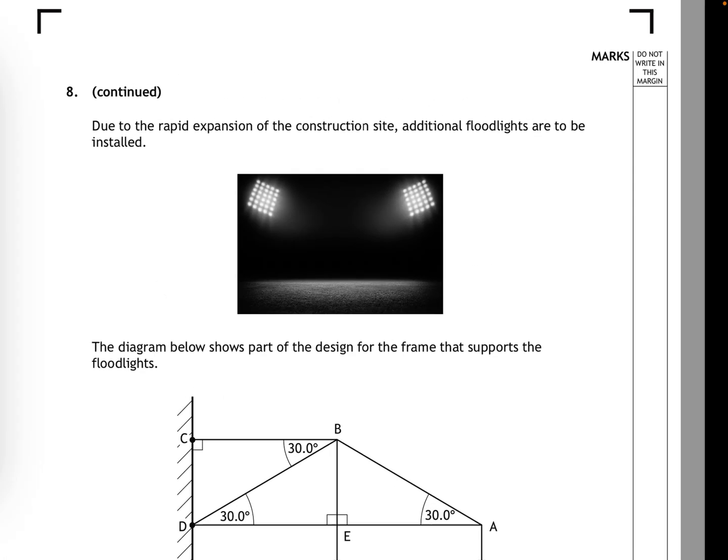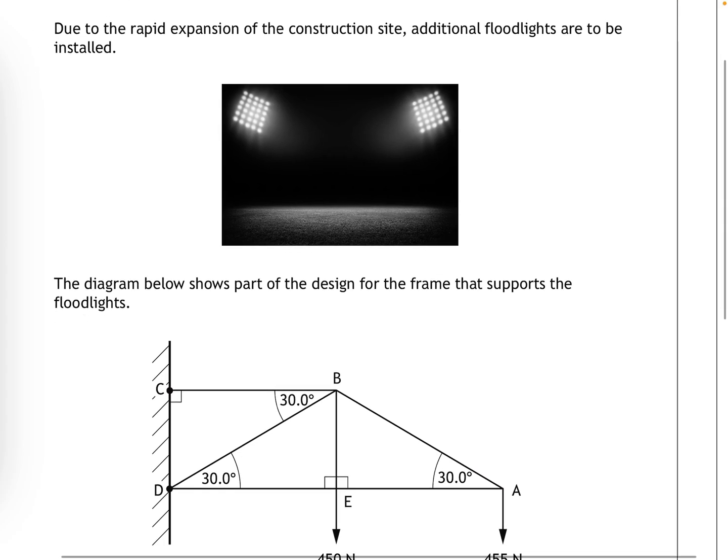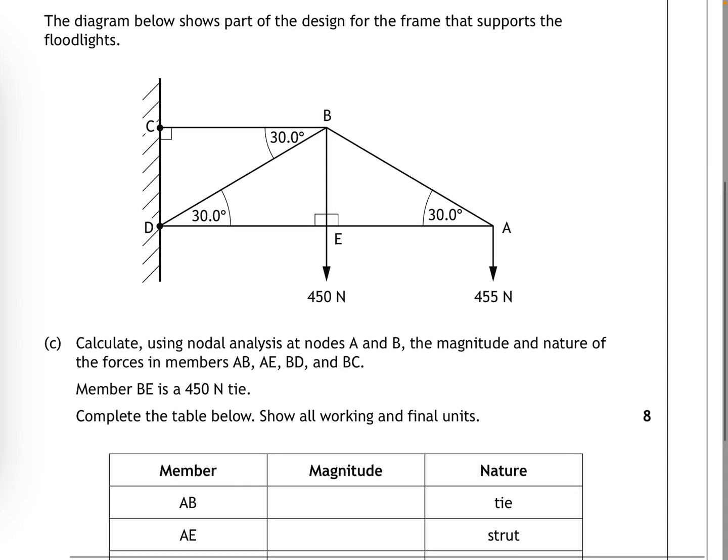This is question 8c from the 2023 Engineering Science Higher past paper. We've come to our first really big marker here. It's an 8 marker, and it's continued on from question 8, so it is a bit linked, but only a tiny bit. And we're told here that due to the rapid expansion of the construction site, additional floodlights are to be installed. And this diagram below shows part of the design for the frame that supports the floodlights.